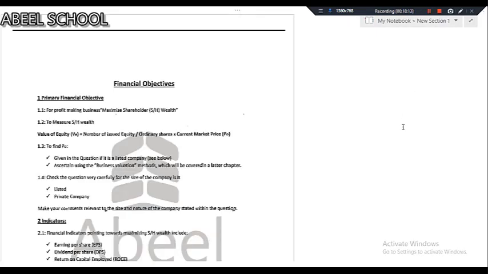Okay, dear students, let us discuss a few basic things. Then slowly and gradually we are going to start cost of capital.